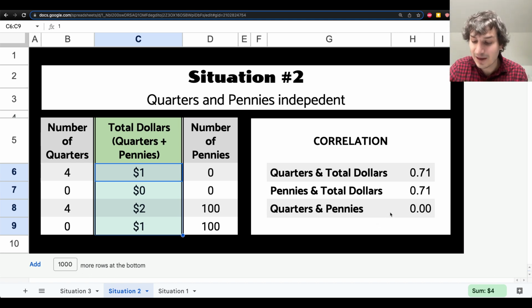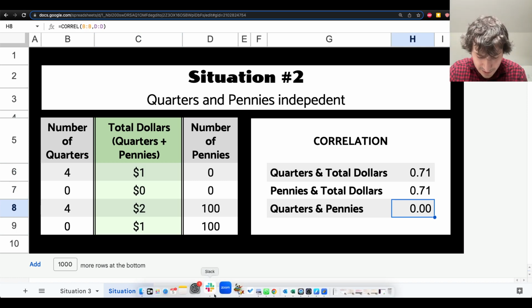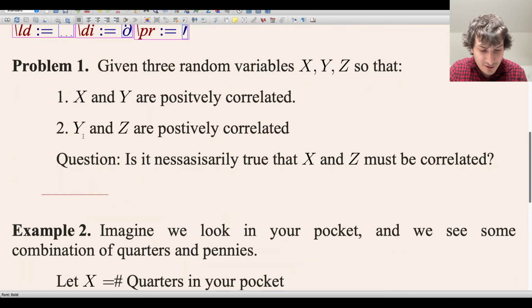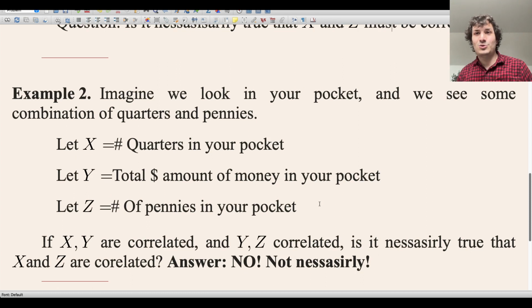They're completely independent. So this is a situation where, coming back to the general setup, even though X and Y are positively correlated, and Y and Z are positively correlated, is it true that X and Z must be correlated? No, they could be completely independent. And this is a great example of that. That's one of my favorite problems in stats. We're almost at the matrix completion, but not quite yet.